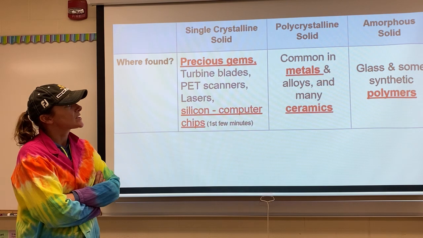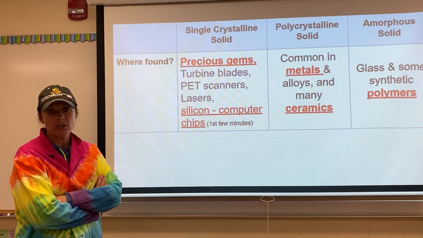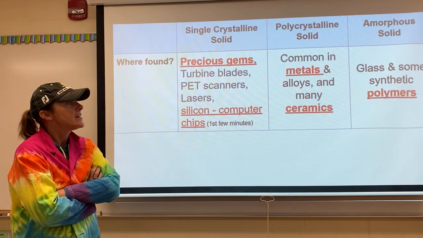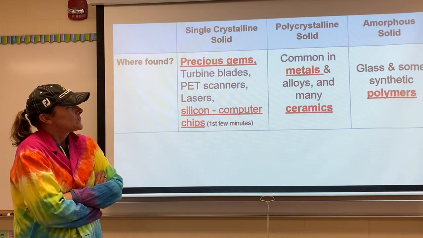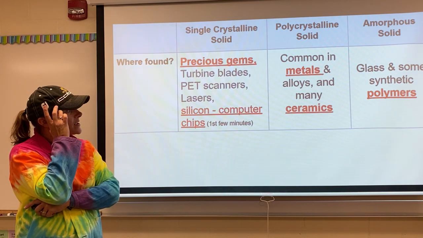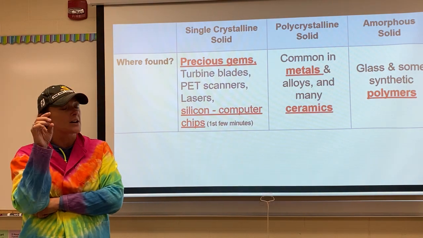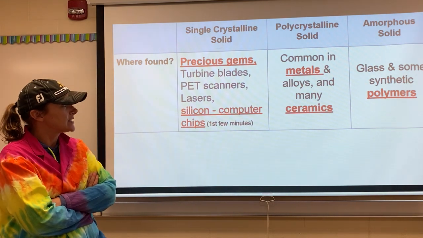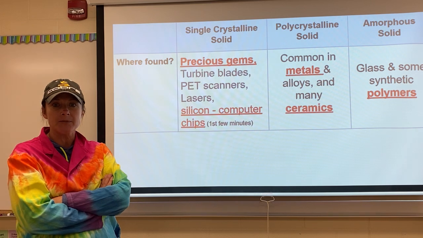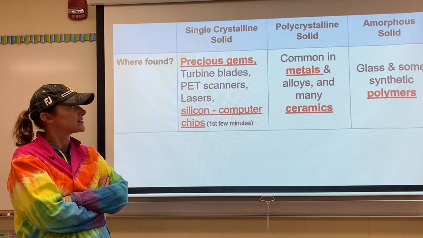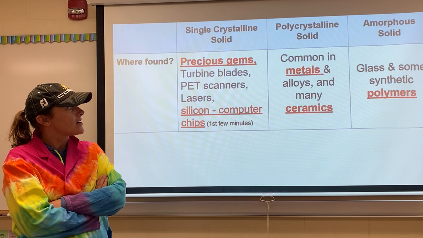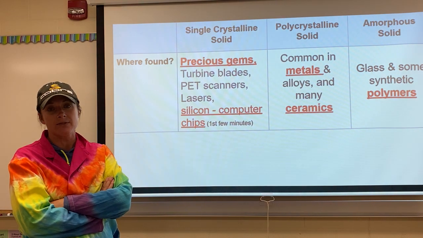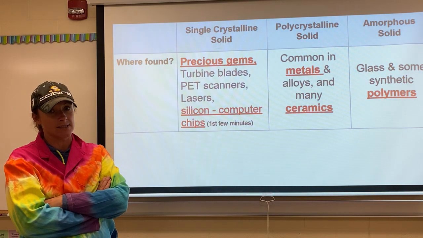Polycrystal solids, it's most common in metals. So when we actually look at metals that we're growing, like you saw with the copper, those are polycrystals, which means it's also going to be common in alloys and then many ceramics as well. So when we get into talking about ceramics. Amorphous solids, we're going to see it in glass, and we maybe talked about that even in physical science, where glass is considered an amorphous solid. And also in many synthetic polymers. And remember, polymer can be thought of as a fancy name for many different types of plastics.